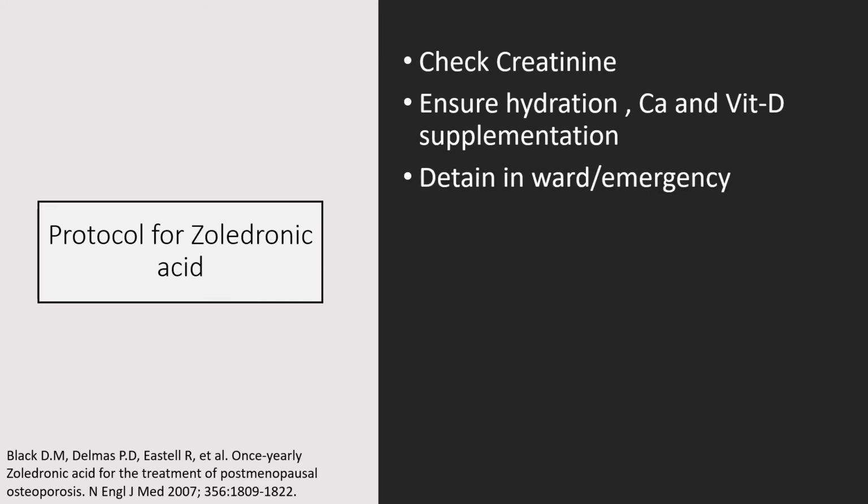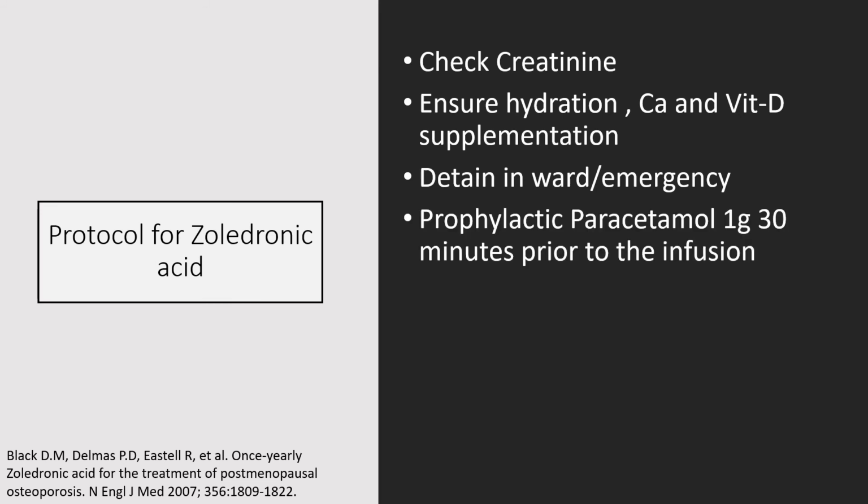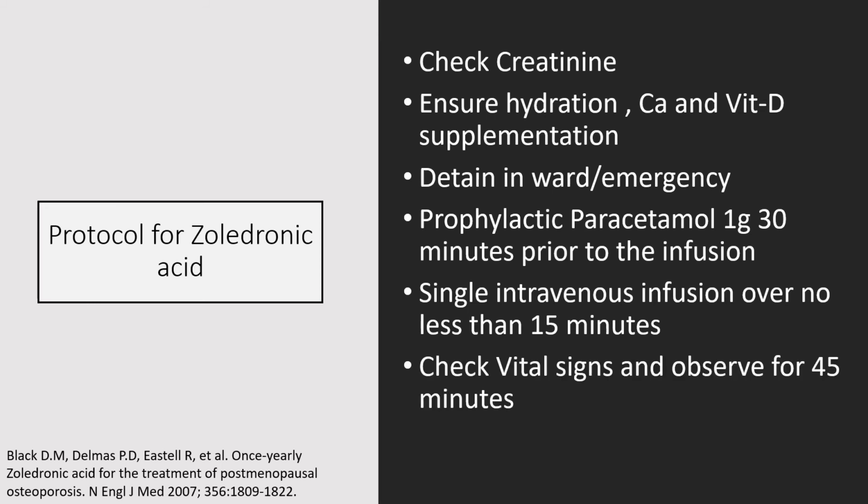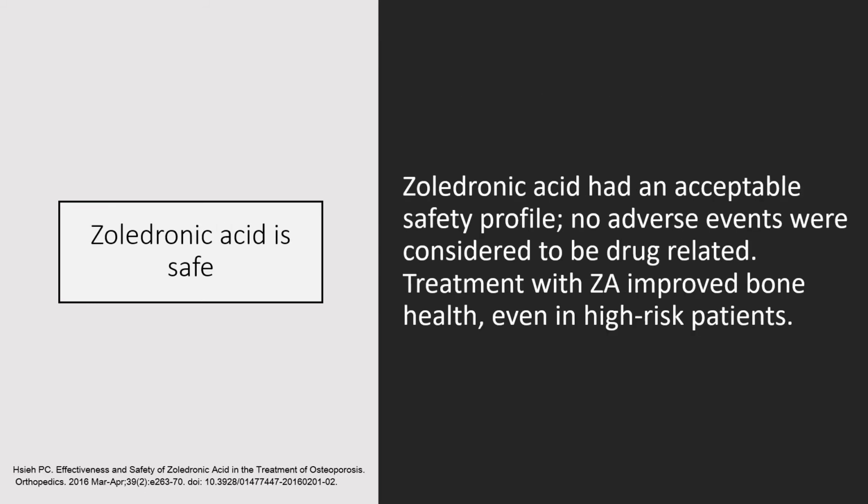Then the patient should ideally be detained in the ward or emergency because you might have an untoward reaction. Then give the patient prophylactic paracetamol, around 2 tablets of 500 milligram, prior to infusion. It is a single intravenous infusion over 15 to 20 minutes. You have to check the vital signs and observe for around 45 minutes. And if the patient is stable, you can send him or her back and ask them to follow up after 4 weeks.